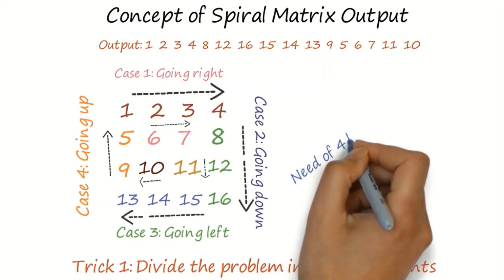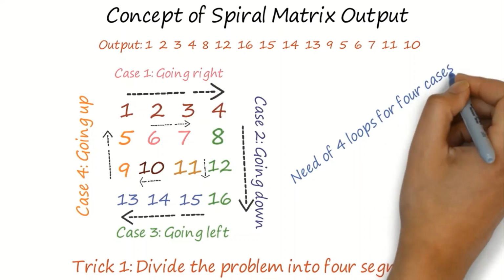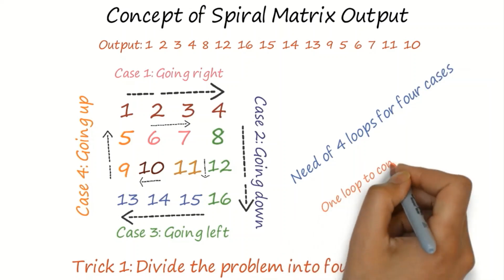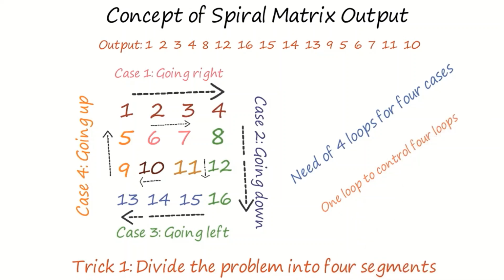Now, these for loops will be controlled by a master loop, which is another while loop, which will control these four loops for further iteration for the inner segment of this matrix so that it could print 6, 7, 11, and 10. Here we will try to visualize the basic concept of designing the four for loops and what variables we can use.